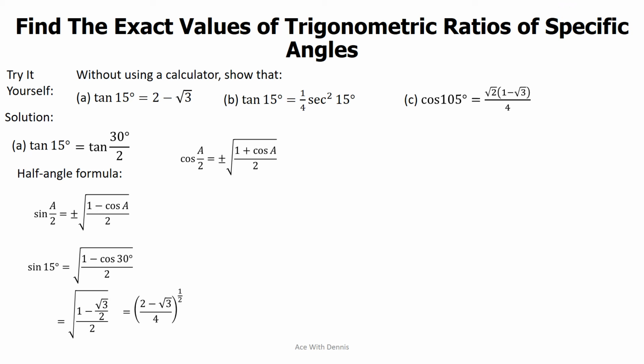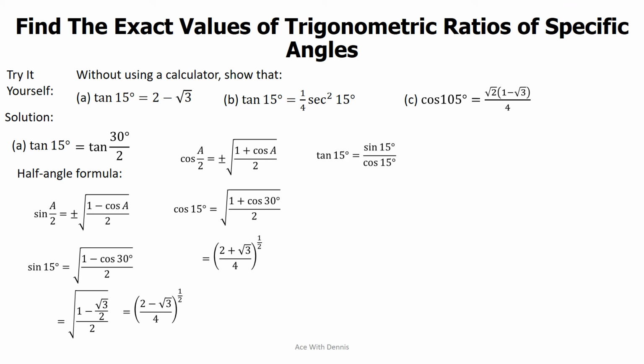Another one, cosine A over 2 equals plus minus square root of 1 plus cosine A over 2. And we need to take the positive because 15 degrees is in the first quadrant. It equals square root of 1 plus cosine 30 degrees over 2. Cosine 30 is root 3 over 2, right? The equation becomes 2 plus root 3 over 4, then to the power half. Now we can find tangent 15 degrees.